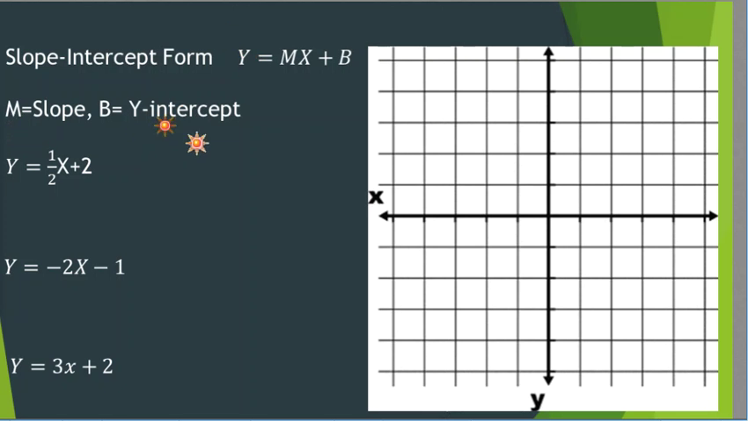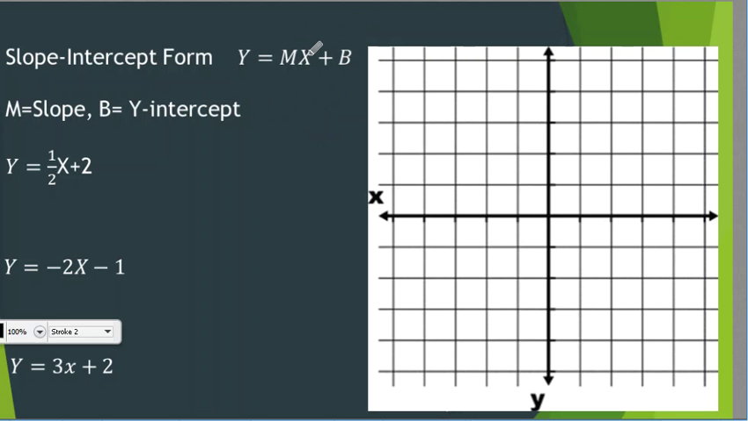Remember that slope is the steepness of the line and the y-intercept is the place where the line crosses through the y-axis. In order for an equation to be in slope-intercept form, we have to have the y on the left side of our equation equal to the x term and then the term that is our constant term on the right side of the equation.